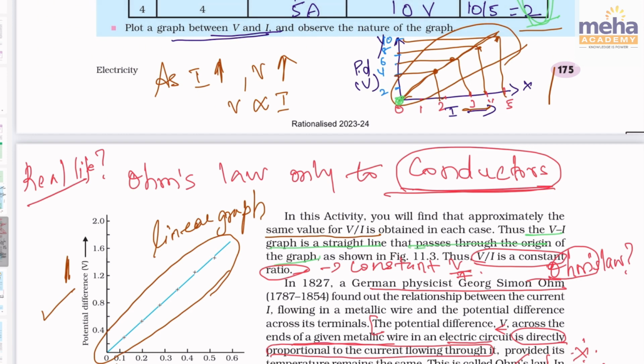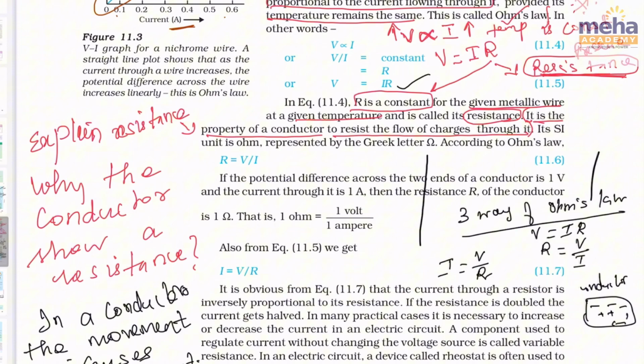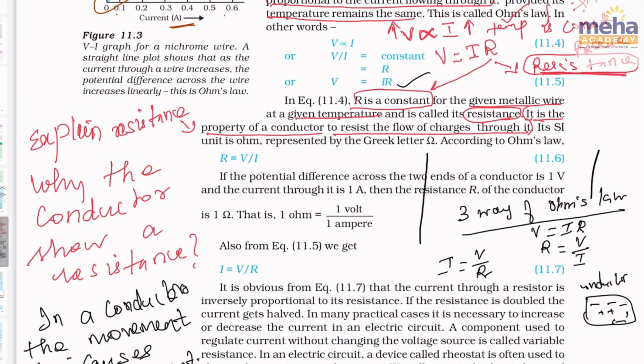Now let us come back to Ohm's law. We will understand the units for Ohm's law. So we know Ohm's law is V is equal to IR. V is given in volts. I, current, is given in amperes. Then what will be the unit of R? R is equal to V by I. So R will be equal to volt over ampere.